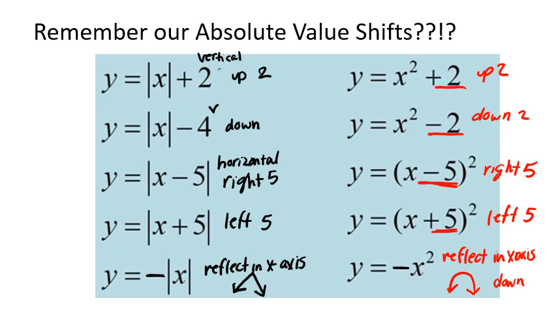We also, of course, had our numbers out front of our absolute value, so a 1/2, and then we had a 2. Remember the 1/2, if it was less than 1, meaning smaller, is it compression or stretch? In this case, compression. And if it was larger than 1, that's when it was a stretch. Same thing applies if I have a value outside of my x squared. So the rules of absolute value shifts apply the same way for absolute values as they do for parabolas.